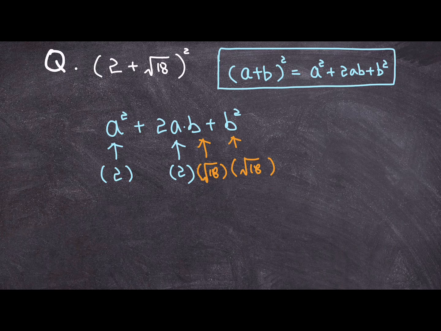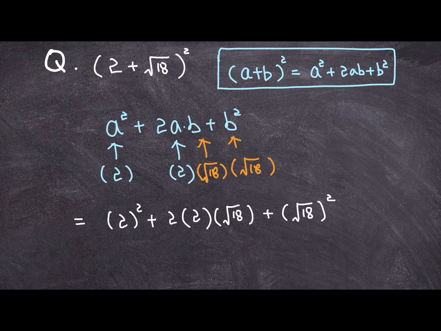Now that is going to equal 2 squared plus 2 times 2 times square root of 18 plus square root of 18 squared. Now, if we solve this, then we're going to be done. 2 squared is equal to 4, plus 2 times 2 times square root of 18 will equal 4 square root of 18, plus square root of 18 squared will equal 18.